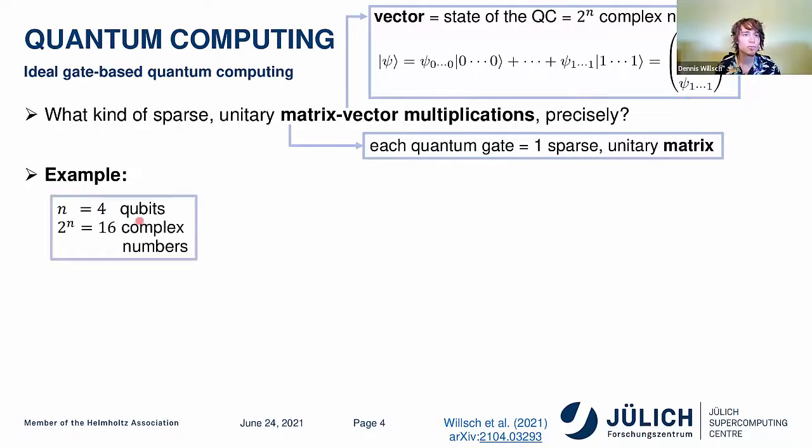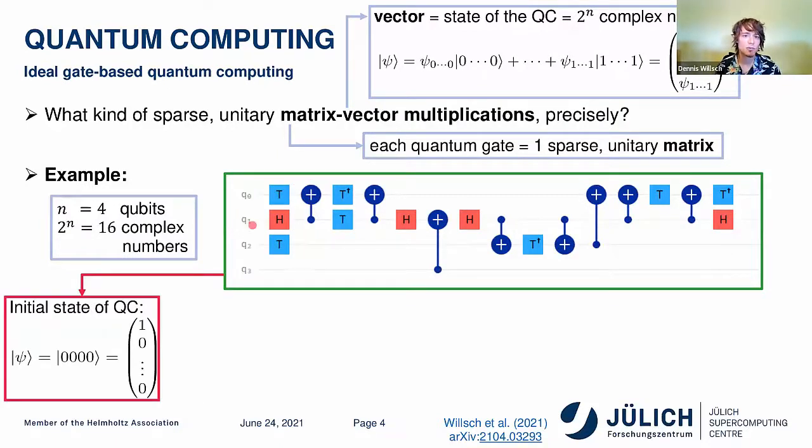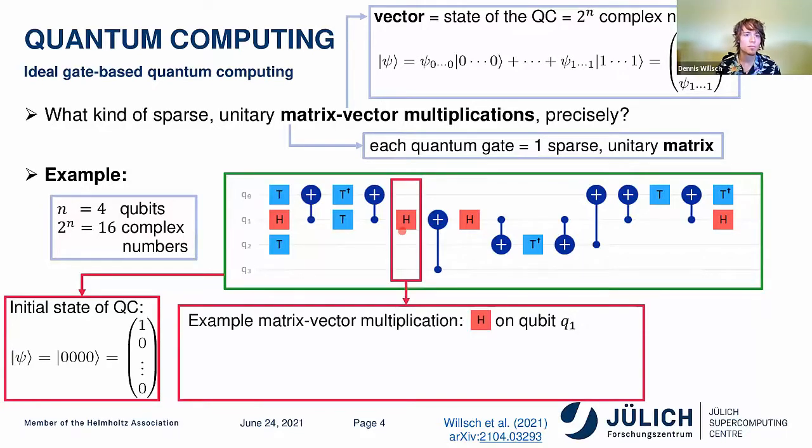So let's look at an example. We take 4 qubits, that means 16 complex numbers, and we look at this quantum circuit that we've also seen on the previous slide. Time proceeds from left to right, and this is a program for a quantum computer. It starts on the left-hand side with the initial state of the quantum computer given by the all-zero state, which just means that almost all of the complex numbers are 0, so 15 numbers are 0, and only the first one is 1. And then as we go through the quantum circuit, which describes the program that we run on a quantum computer, we do these operations. So for example, let's say we've advanced to this state here.